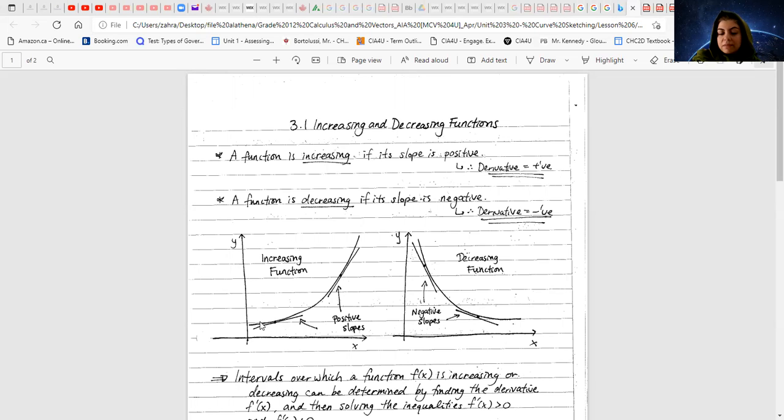To indicate the region that your function is increasing, you need to find a region where the slope is positive. Here, this is decreasing. And as you see, the slope, the instantaneous rate of change at each point, is negative.